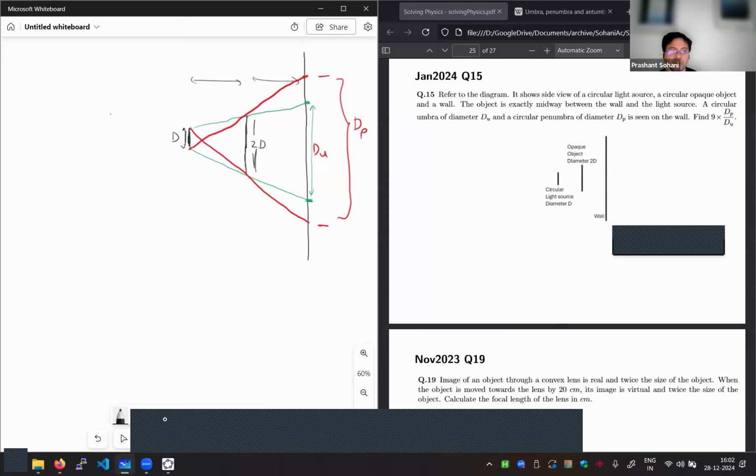Let me label the points. Okay. So let me call this point XY. So XY is my light source. AB is my object, and these points are some, I don't know, I, J, K, L.